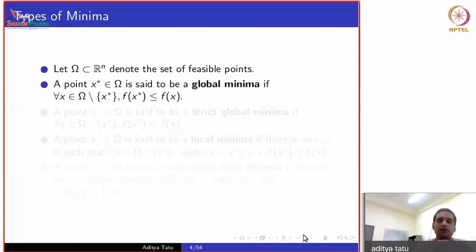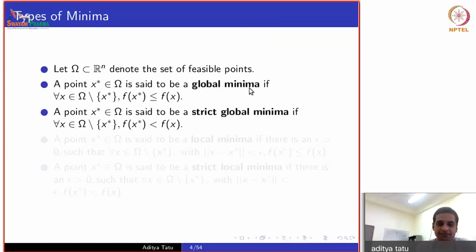Then a point in this set of feasible points, denoted by x star, is said to be a global minima if for all other points in the feasible set the value of the function is greater than or equal to the value of the function at x star. Global in the sense that amongst all feasible points, this is the best point. That is what global minima means. It should be straightforward.